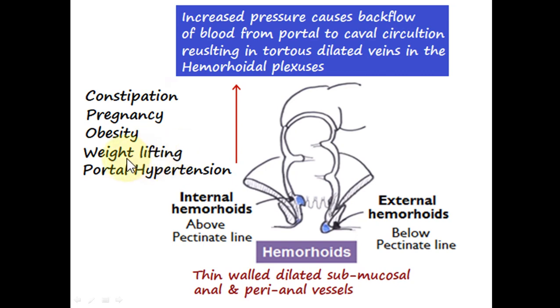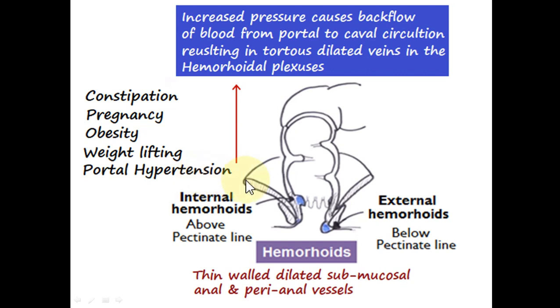Weightlifting, usually in gyms and exercise, may cause pressure on the veins and the blood may flow in an upward direction. Portal hypertension is a very important cause that causes the backflow of blood from the portal into the caval circulation.